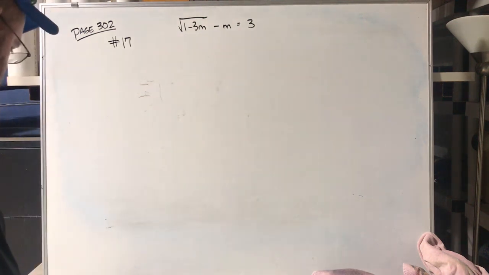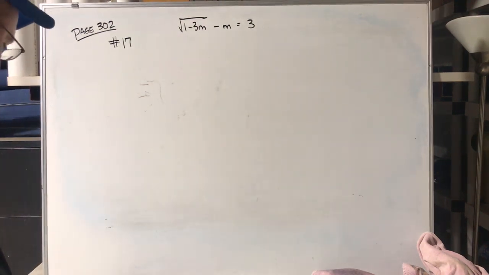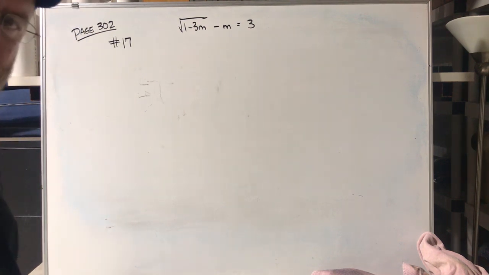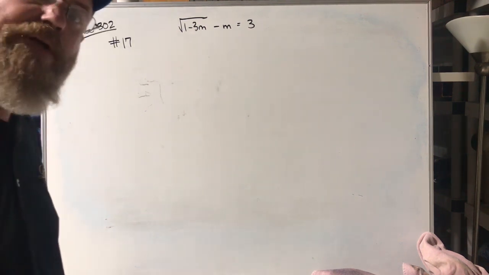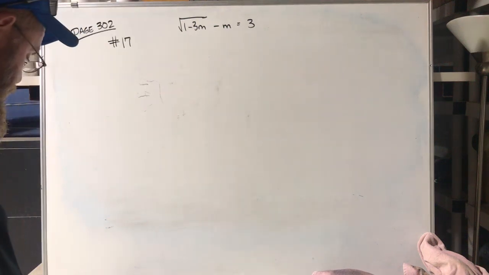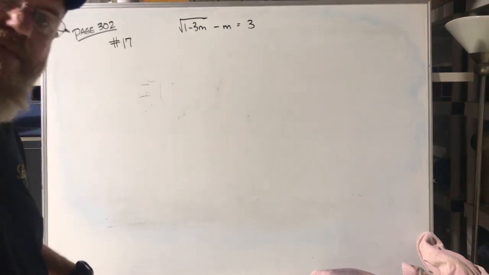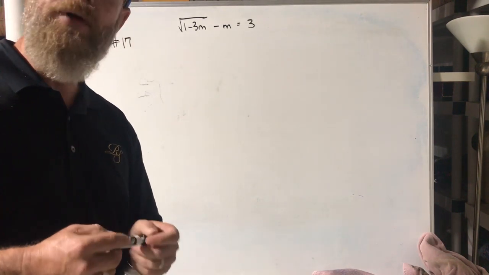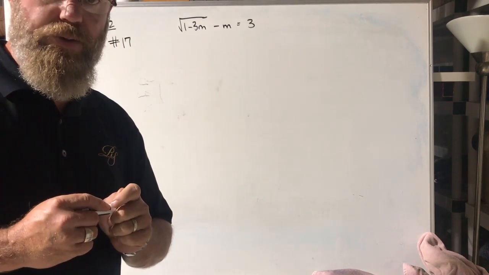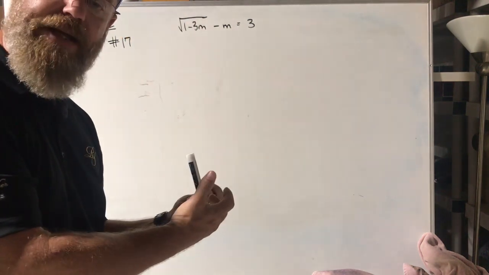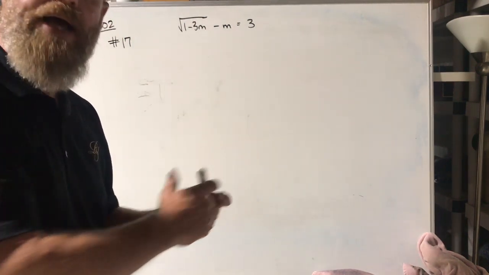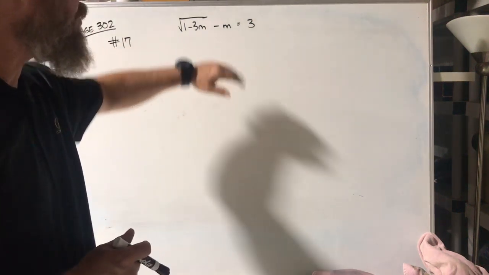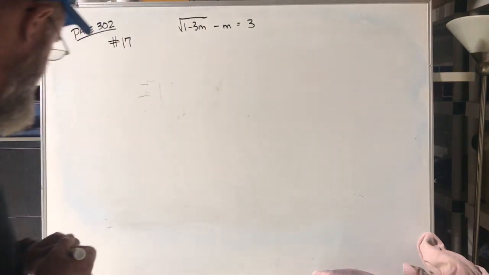And then you also said that you had problems with numbers 13, 14, 15, and 16 on page 302 in the review. Numbers 13, 14, 15, and 16 are all the same type of problem. So I'm going to do one of those problems with you, and then from that explanation, I want you to try to do the other three problems, okay? All right, let's go ahead and get started with number 17 here.